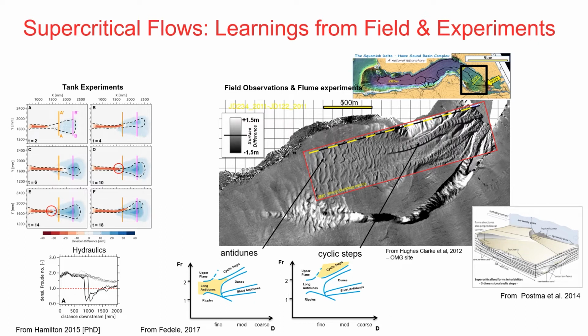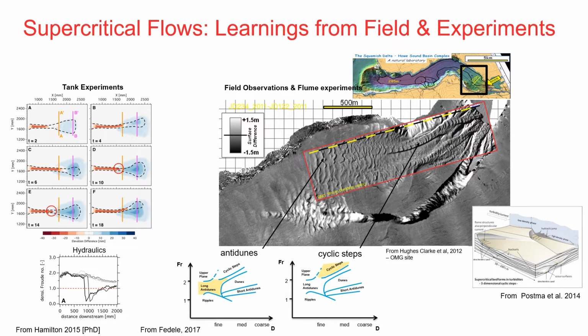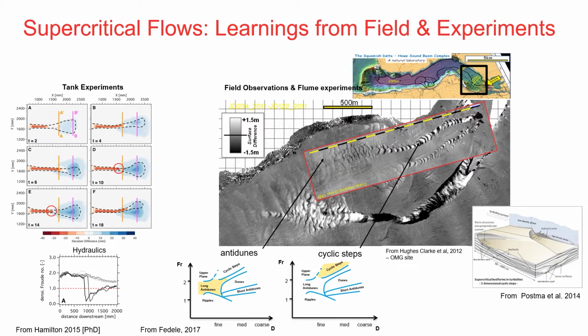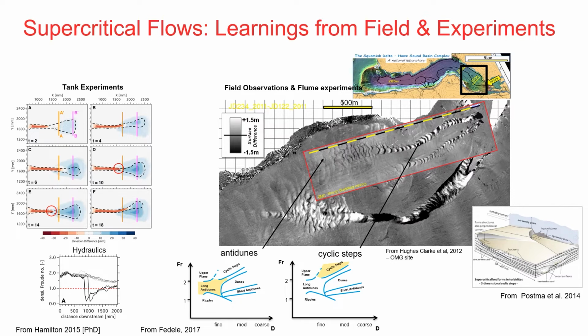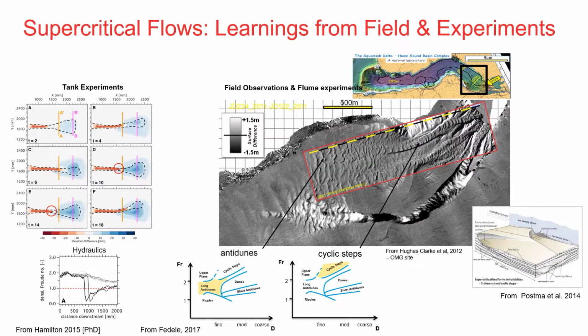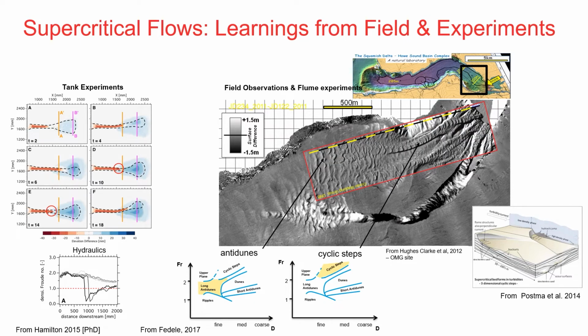In addition to showing net erosion in the channel, colored in black on the map, and net deposition at the channel lobe transition, colored in white, we clearly see the expression of upstream migrating bed forms all over the channel and channel lobe transition zone. These bed forms have been reproduced in flumes and characterized as cyclic steps and long antidunes by Fedele et al. They are all associated with supercritical flow regime.